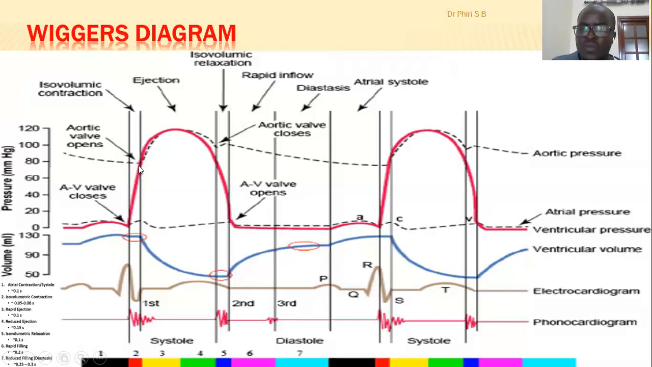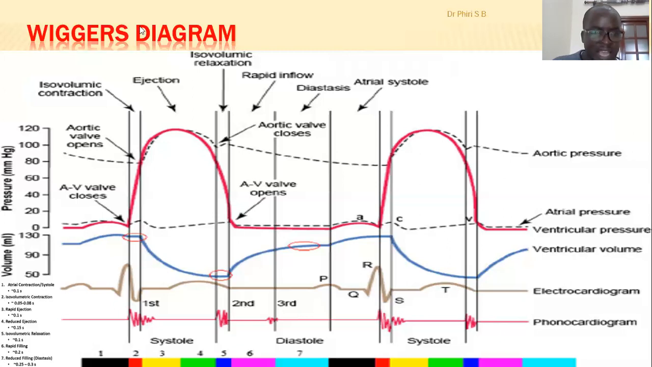Then later on, this pressure will be more than the aortic pressure. It will be more than 80 millimeters of mercury in the left ventricle, and more than 8 millimeters of mercury in the right ventricle. That will now become more as compared to the pressure in the aorta and the pulmonary trunk. So because of that, it's going to force the opening of the semilunar valves.